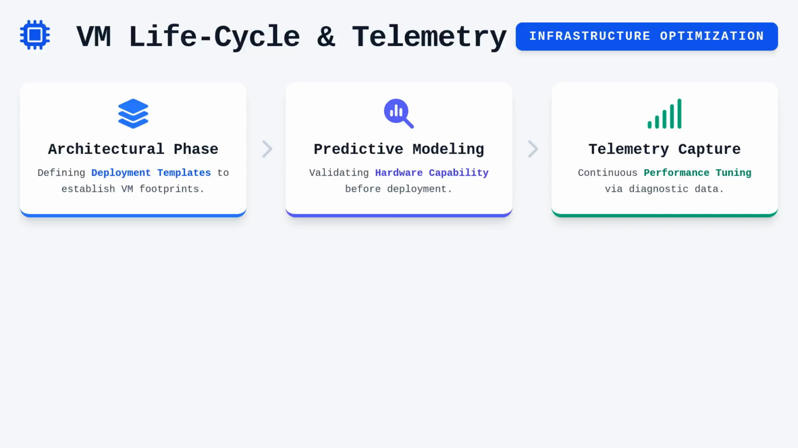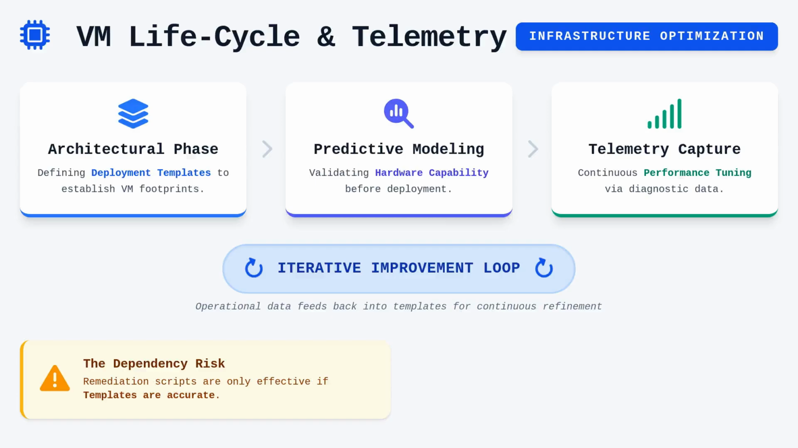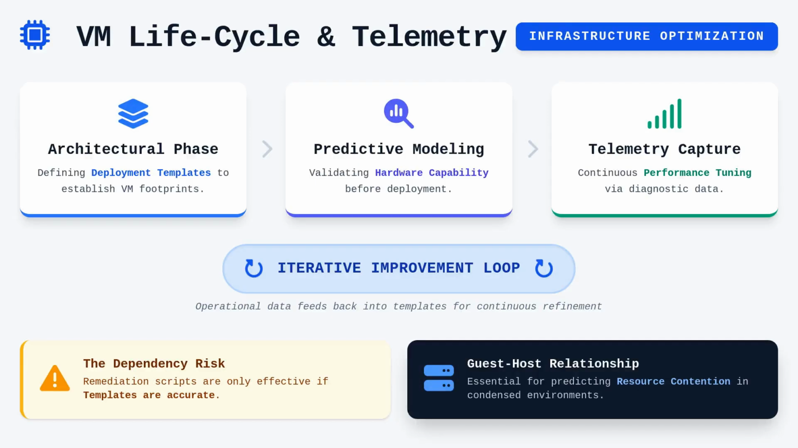We utilize predictive failure modeling to determine if a specific piece of infrastructure is capable of handling the load associated with new virtual machine instances before the actual deployment occurs. This creates a feedback loop where diagnostic data gathered during operation feeds back into the deployment templates, allowing for iterative improvements. When these deployments fail, your ability to rely on standardized remediation scripts is entirely dependent on how accurately those templates were defined during the architectural phase.